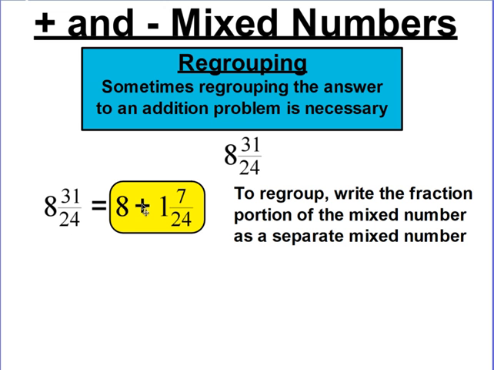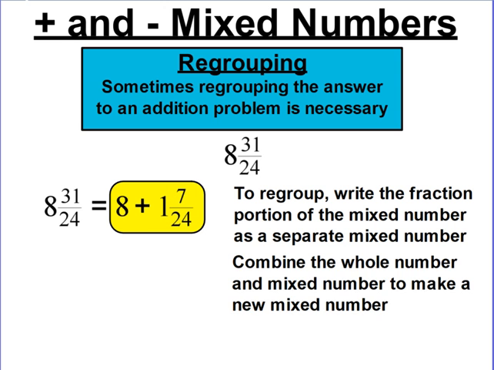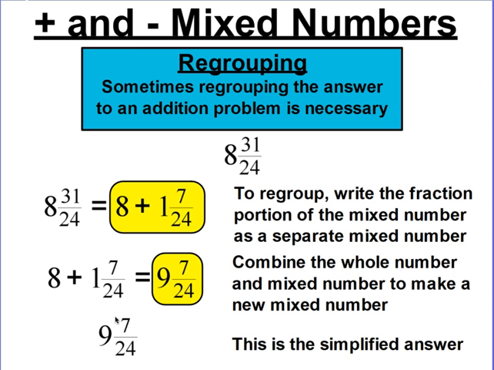Now, once you have that, you have the 8 from the front right here. You have the improper fraction turned into a mixed number here, and just put them together. So 8 plus 1 is 9. And then you have your 7/24 on the side. So 8 and 31/24 can be regrouped into 9 and 7/24. Okay? And we're going to practice some more of that in different ways throughout this unit. But regrouping is going to be an important tool you need to use when you work with mixed numbers. Okay? So the simplified answer is 9 and 7/24 because 7 over 24 cannot be simplified any further. And it's a proper fraction now.